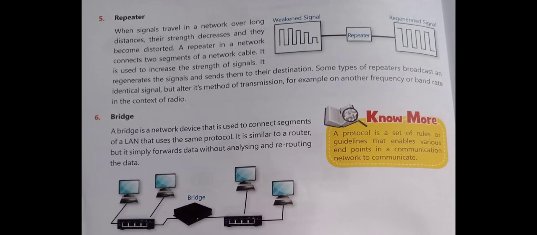Next is repeater. When signals travel in a network over long distance, their strength decreases. Sometimes, if we want to exchange our data from one place to another but the strength of the network or signals is very low, our data will not be sent easily or fast. So to increase the strength of signals we need a repeater. The work of a repeater is to increase the strength of signals.